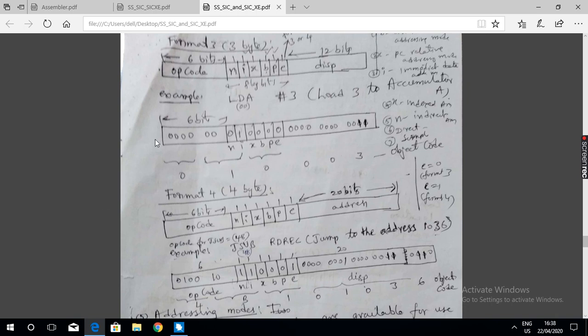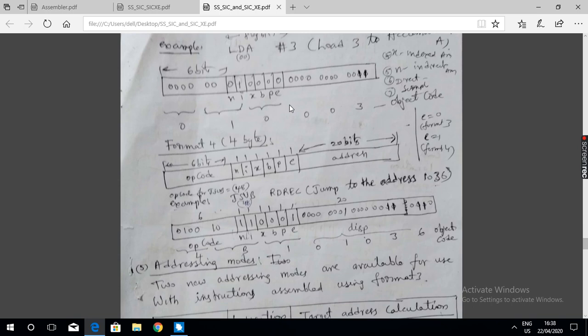So we combine each 4 bits and write the value here. 0001 has the value 1. The next four zeros give 0, and the next 0 0. This is the object code generated for this particular instruction. LDA #3 is an example of which type of instruction? It is an immediate addressing instruction.